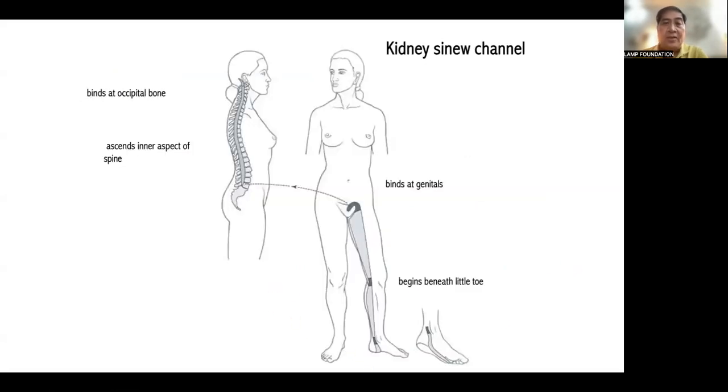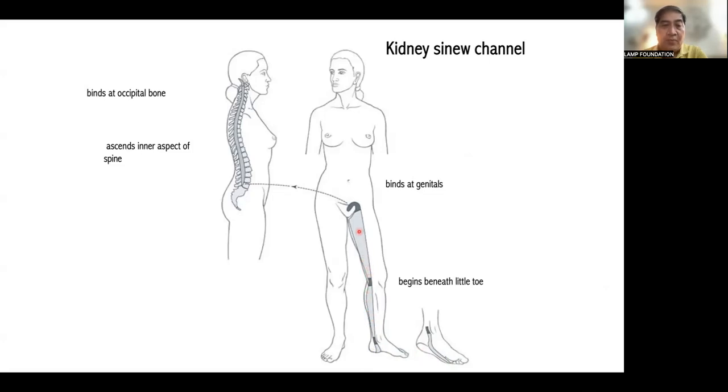And finally, we have the muscle channel, or the sinew channel, of the kidney. It originates beneath the little toe and, together with the spleen muscle channel, crosses below the internal malleolus and connects at the heel, where it converges with the bladder muscle channel. From here, it proceeds up the leg and connects at the lower medial aspect of the knee.